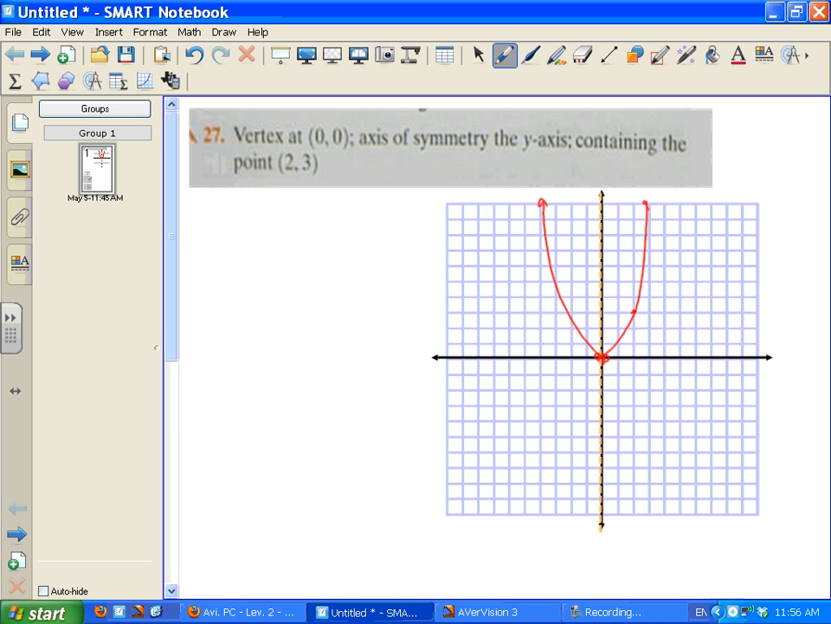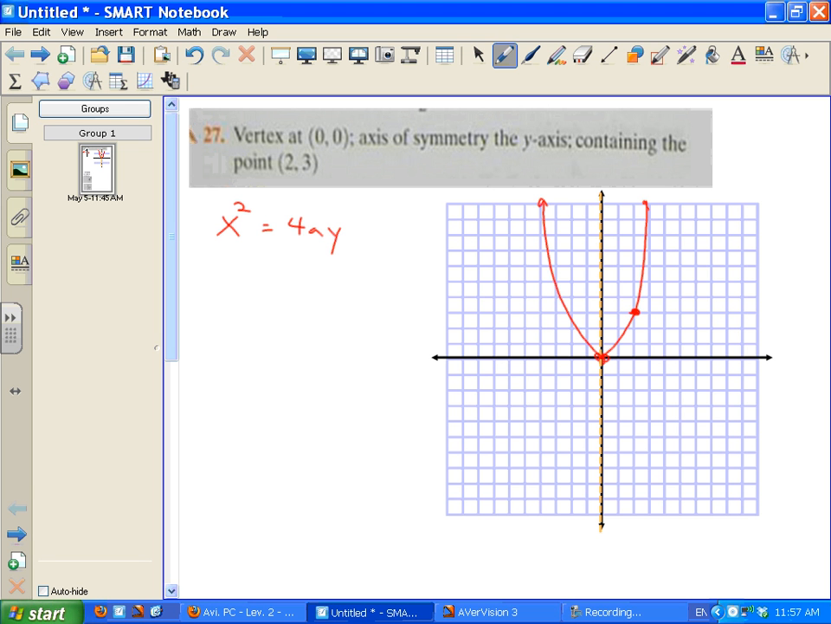So there's a picture of it, but they want the equation. Now we know that the equation for the up one is x squared equals 4ay, right? And we don't have to worry about any h, k nonsense because my vertex is at 0, 0. So really, the only thing I have left to do is figure out what my a is. Where's that 2, 3? It's here.